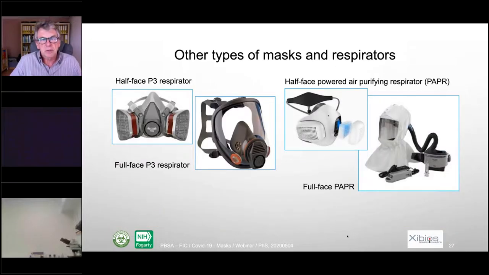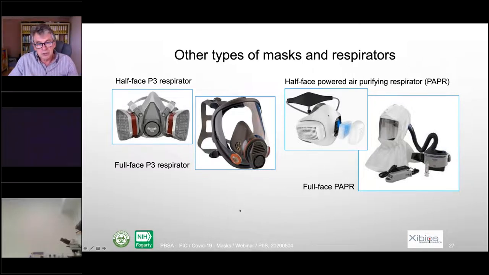Then my last slide about other types of masks and respirators. The two on the left-hand side are half face and full face respirator. The main difference is that the full face also has a face shield, so the eyes, the whole face is covered. They work with cartridges. There should be one here. It's not on for the moment. And of course, those cartridges might have different filters.